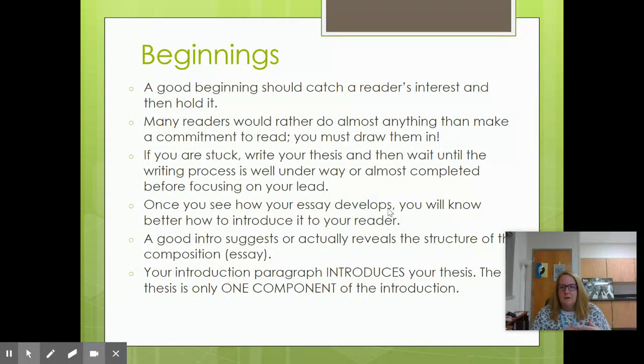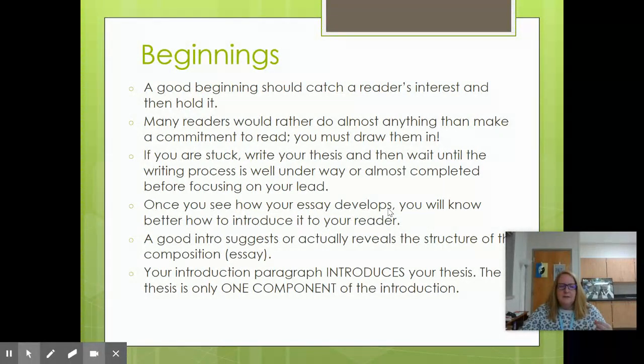If you have a hard time figuring out what your first sentence should be, at least get your thesis written down. And then you may wait until later to go back and add to your introduction once you have the process underway and you see the direction that your paper takes. And your introduction, somewhere in that paragraph, should reveal the structure of your essay. So even just in your thesis saying diction and figurative language, in the order that those paragraphs are going to appear in your essay, reveals some of the structure of your essay.